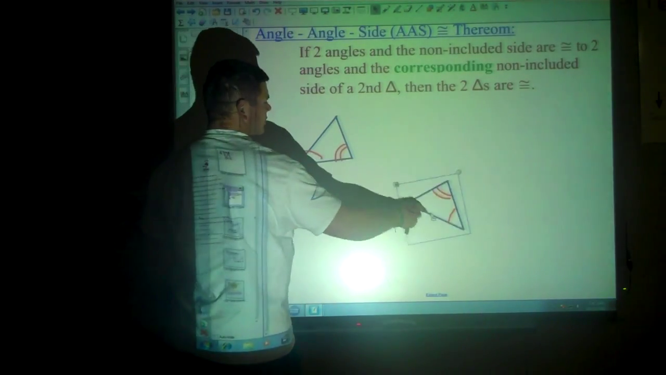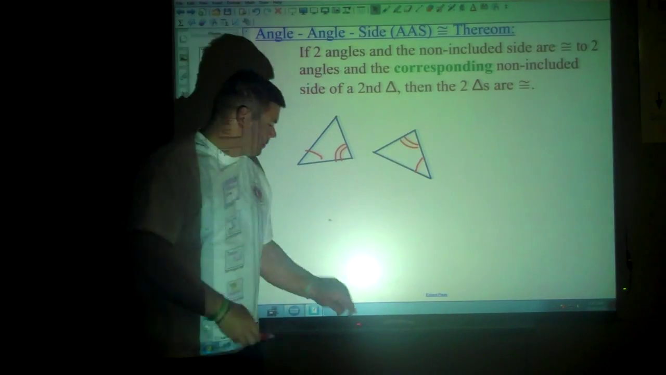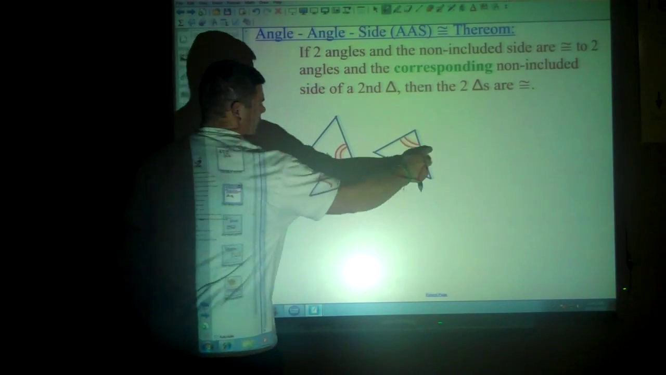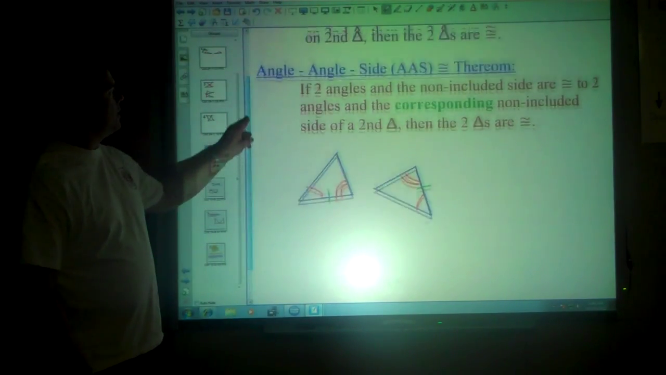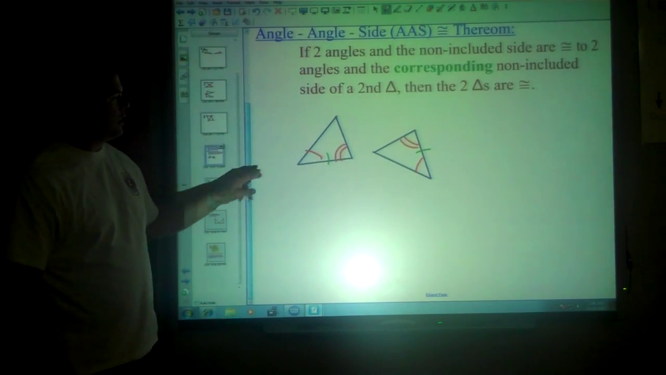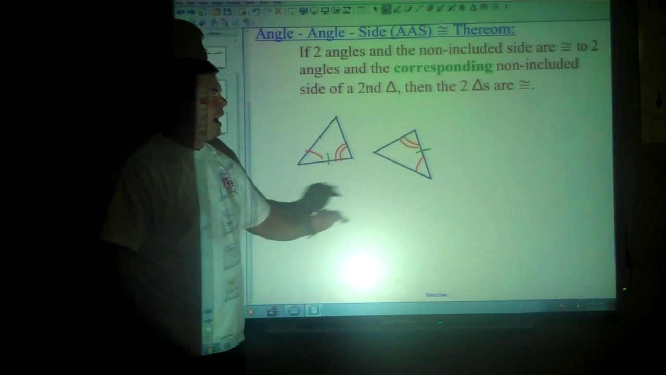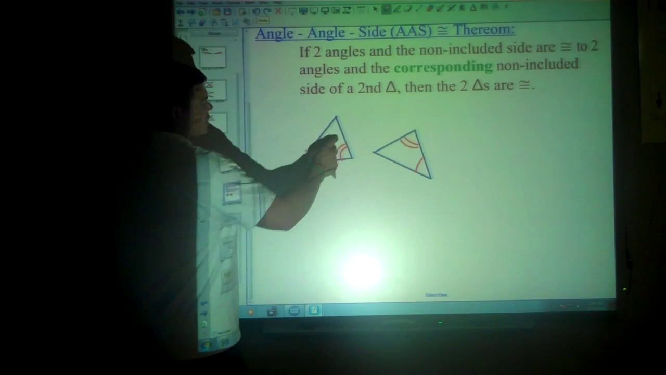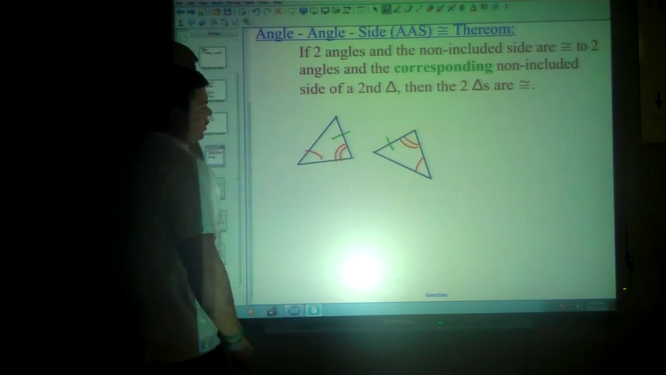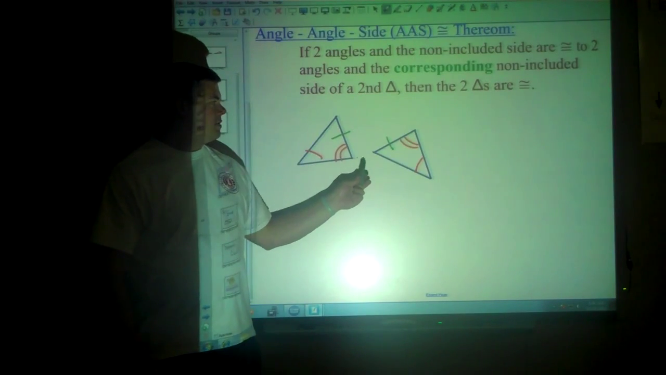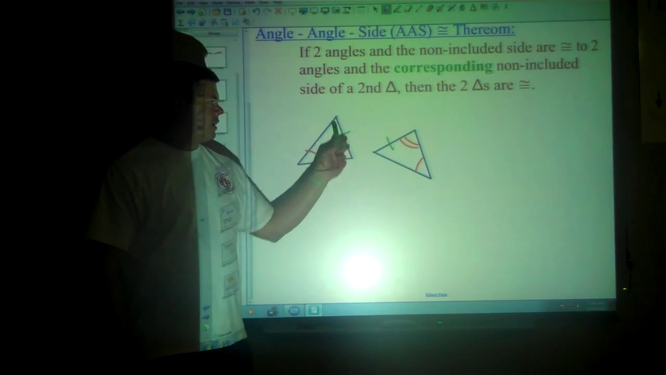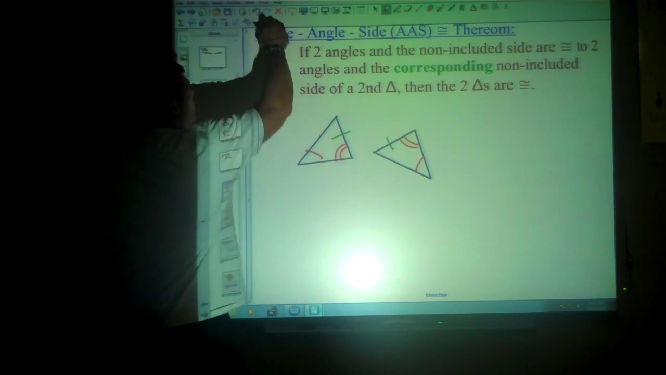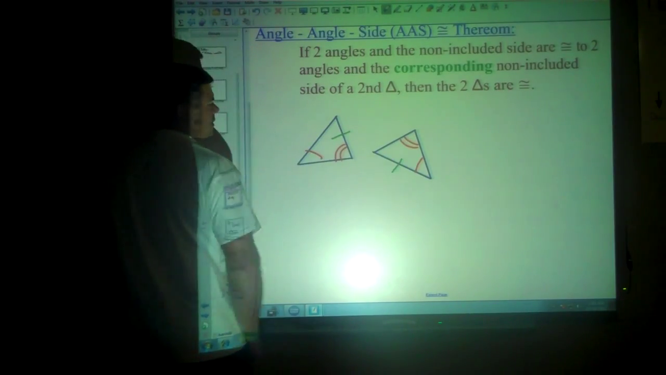No matter how it's oriented now, what's important is the included side would be right here, and I'm not talking about the included side. That brings us back to angle, side, angle. I don't want the included side. We're talking about a non-included side that has to be corresponding. If this side and this side were corresponding, which they are, because that's the side just above that one, then I would be okay according to angle, angle, side. But if this side matched up with that one, that would not be good enough.